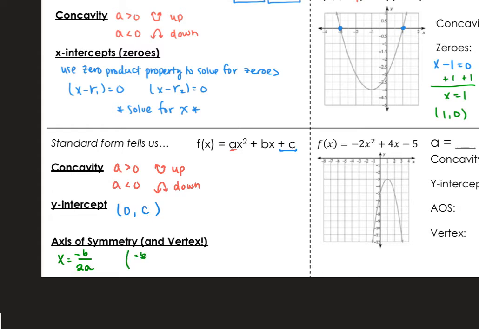And then our vertex, the x-coordinate is just going to be whatever the axis of symmetry is, so -b over 2a. And then what we're going to do is plug in whatever we get for the axis of symmetry, -b over 2a, into our function, and that's going to give us the y-coordinate. So plug in the axis of symmetry to the function to get the y-coordinate. So let's look at an example.